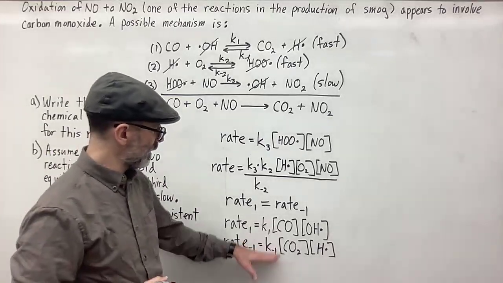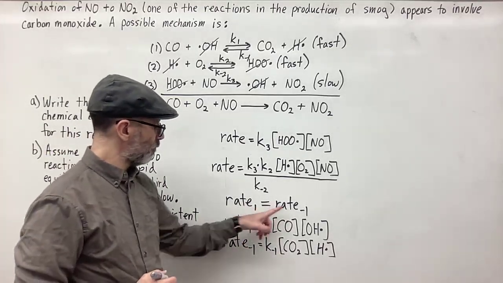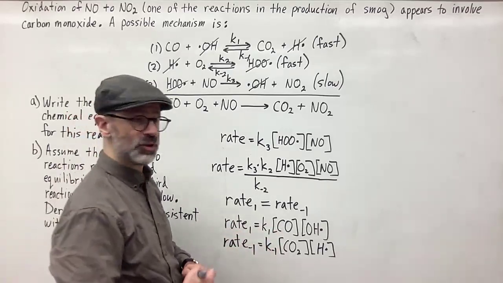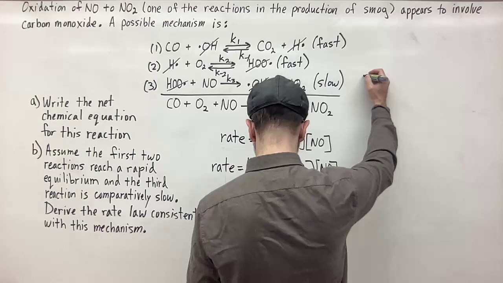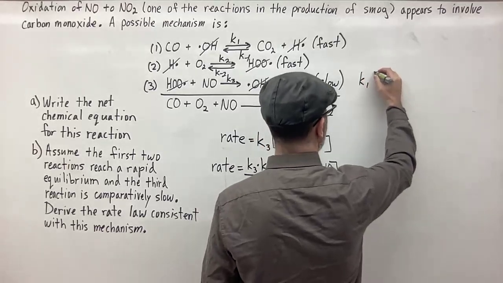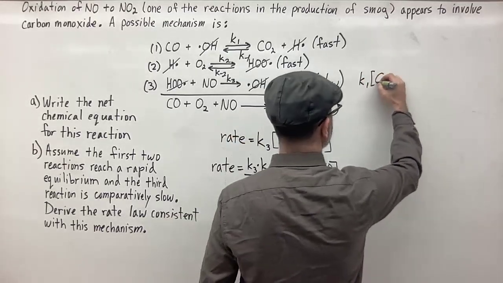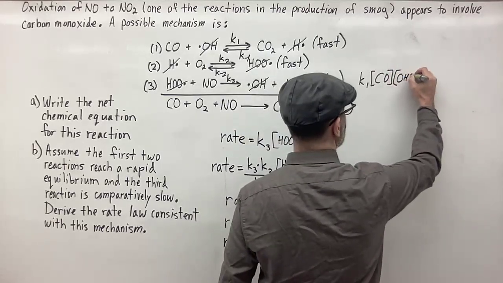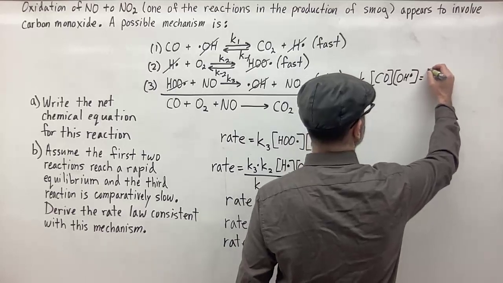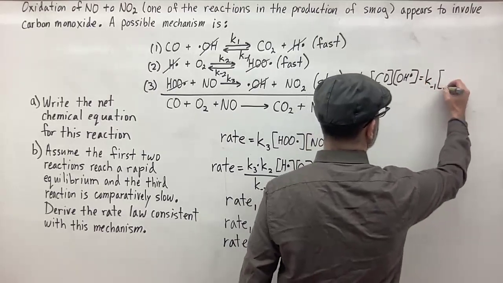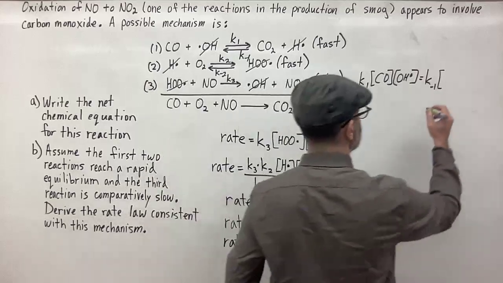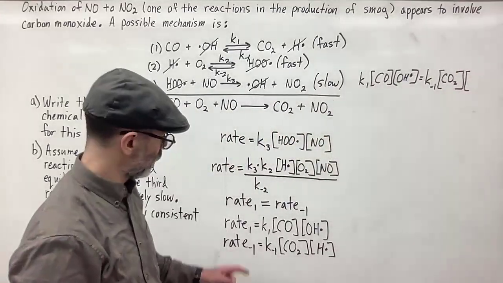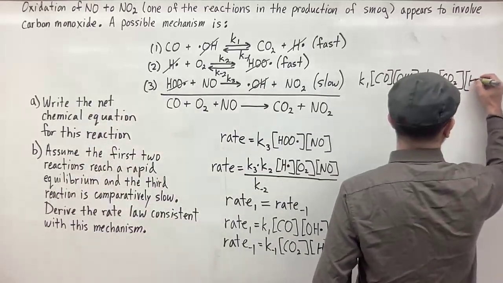And so now we could set these equal to each other, since the rates of the forward and reverse reaction are the same. So these must be equal. So we could do that over here. We have K1 times the concentration of CO times the concentration of the OH radical. That's going to be equal to K minus 1 times the concentration of CO2 times the concentration of H radical.